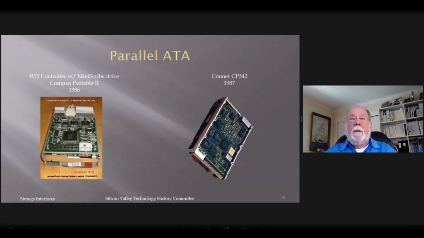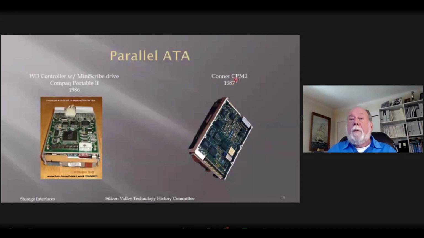Also in the 90s, we started seeing parallel ATA. Parallel ATA really was a Western Digital concept that they convinced Compaq to adopt. And in 1986, Compaq shipped in its Portable 2 really the first parallel ATA, no name at that time, a Western Digital controller bolted to a MiniScribe drive.